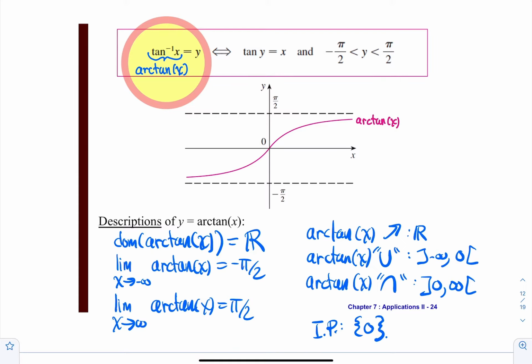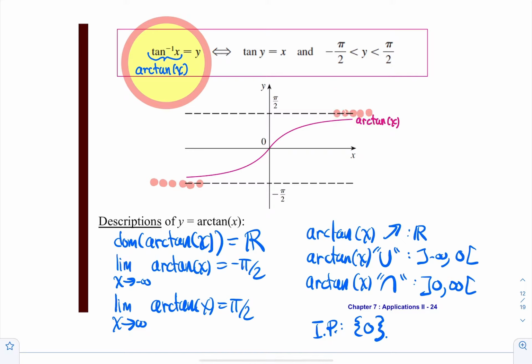Because the domain is everything, we should compute the limit at plus and minus infinity. We can see here that when x goes to -infinity, arctan of x will go to minus pi over 2. So there's a horizontal asymptote at y equal minus pi over 2 at -infinity. And if you compute the limit as x goes to infinity for arctan of x, you also get a horizontal asymptote at pi over 2.